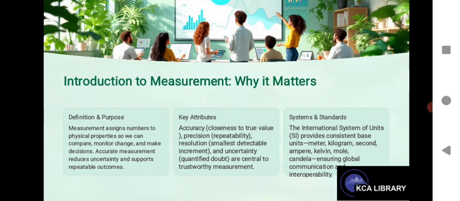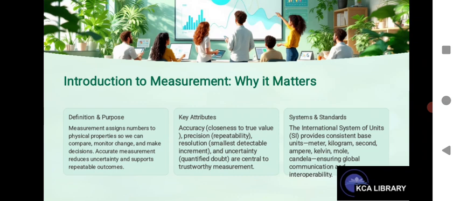So the key features or attributes of measurement are accuracy, which means closeness to the true value; precision, which also means repeatability; resolution; and uncertainty.